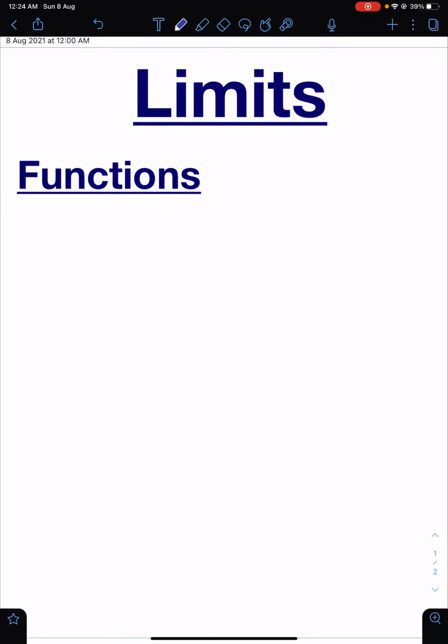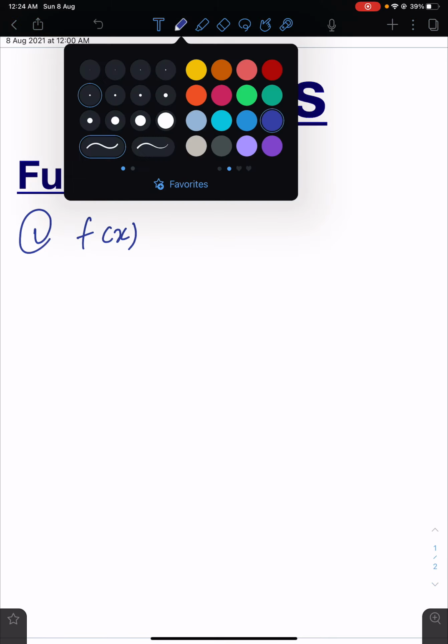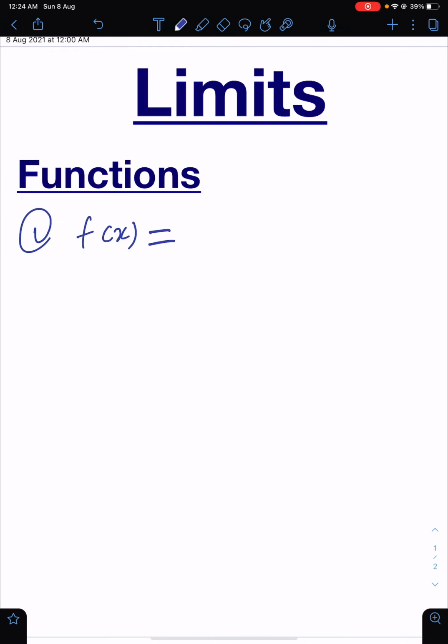Hi, this lesson is about introduction to limits. But before talking about limits, let's talk about functions and then we're going to introduce limits. Suppose we have a function f of x being equal to 3x squared minus 2x plus 1.